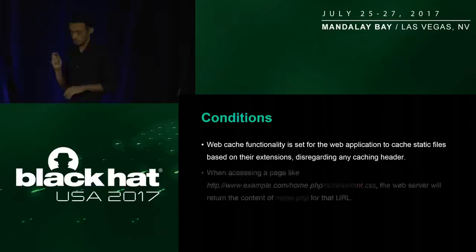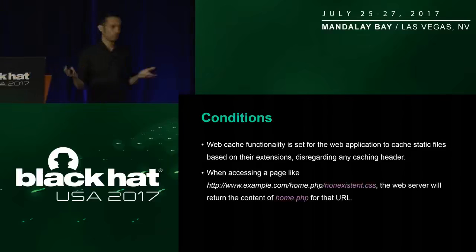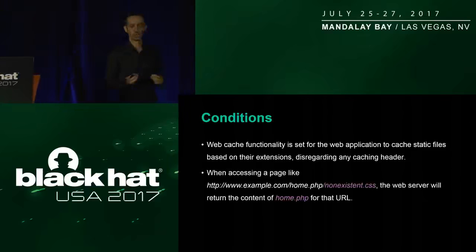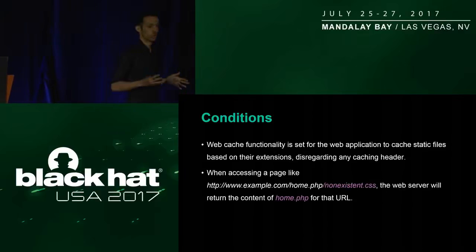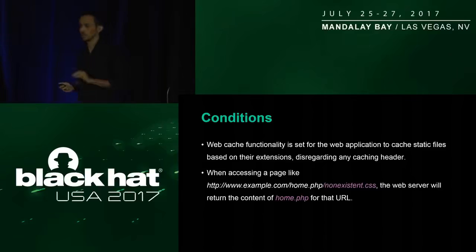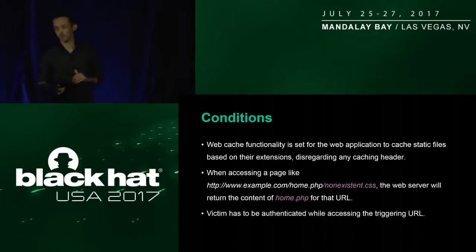And this is why we have the caching mechanism cache all static files no matter what their caching headers are. Second condition is that when accessing a page like home.php, which is an actual page in the application, slash a name of a non-existent file, the web application will return the content of the actual page of home.php for that URL with a 200 OK response, so the URL stays the same. And one last condition is that the user has to be authenticated while accessing the triggering URL.